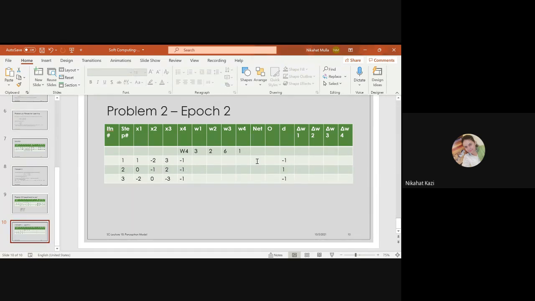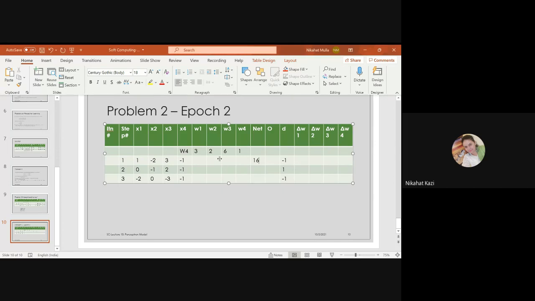What is net? Multiply this with this. Tell me the net value. Three minus 4 is minus 1 plus 18, which is 17, minus 1, that is correct. Are you getting 16? Yes. Okay. So 16 is the net value.